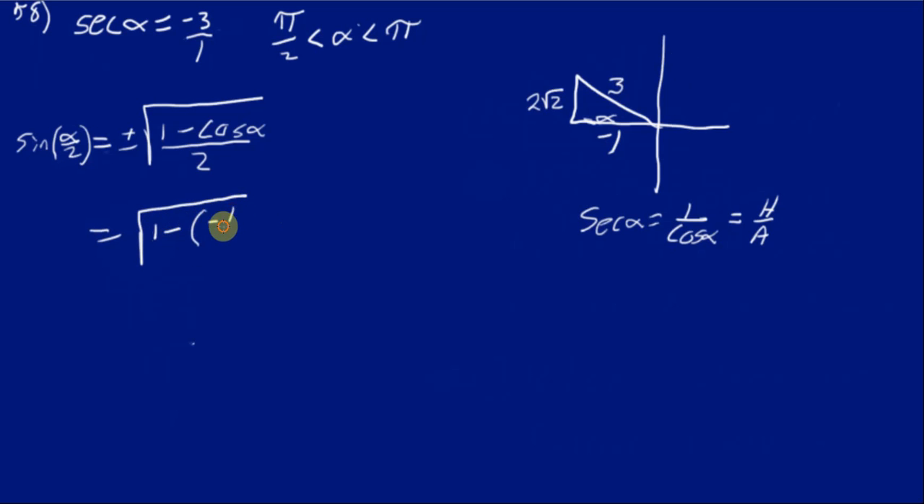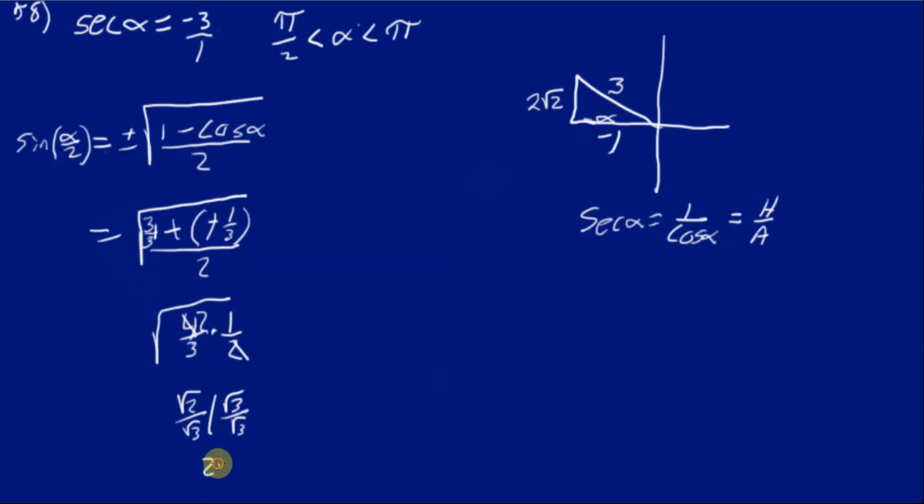That's going to be -1/3 divided by 2. So we're going to make this 1 3 over 3. So 3 plus 1 is going to be the square root of 4/3 divided by 2, or times a half. So this 2 goes into this 4 2 times. So it looks like we've got the square root of 2 over the square root of 3. And if I rationalize that, that's where I get 2√3 all over 3.